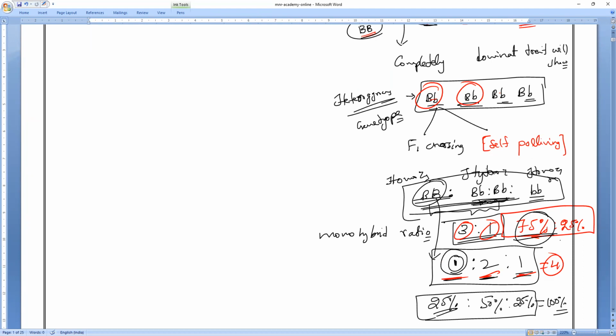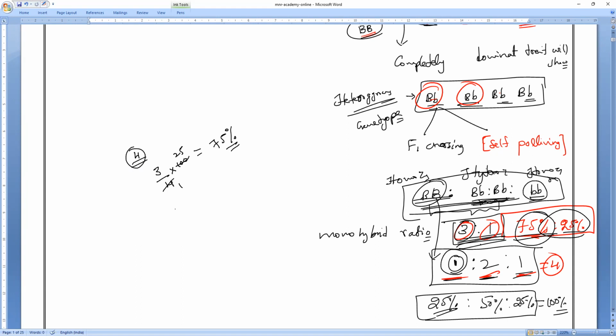So how to calculate? Total percentage. Here or here doesn't matter. So let me take this one first. First, total ratio is 4, and the ratio of dominant is 3. So the ratio of dominant divided by the total ratio into 100%. So 4 ones are 4, 25s are 100, which is equal to how much? 75%. Understand? Please respond. Next one.